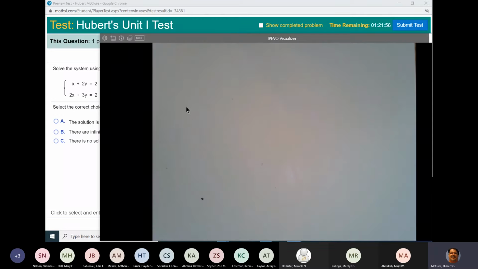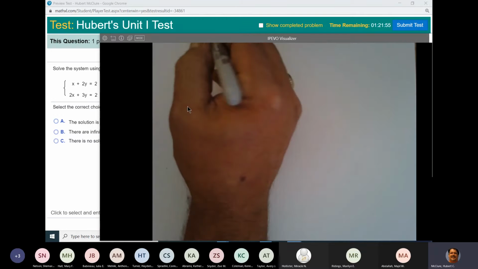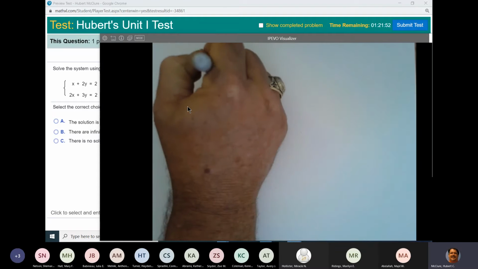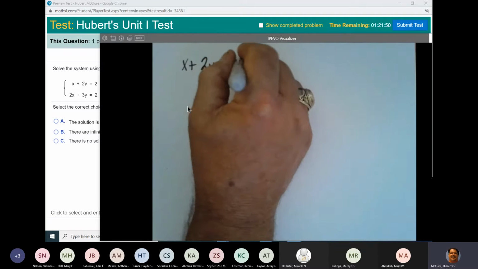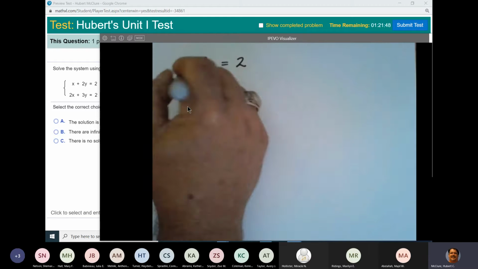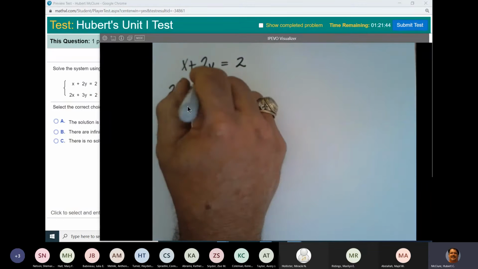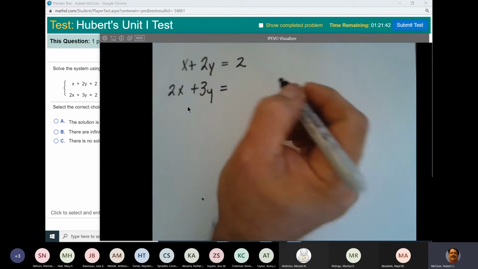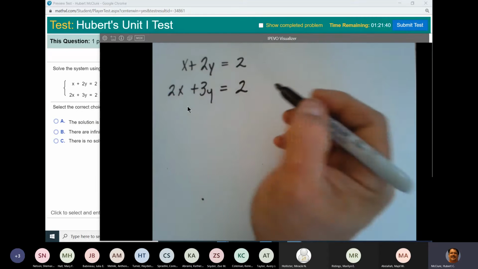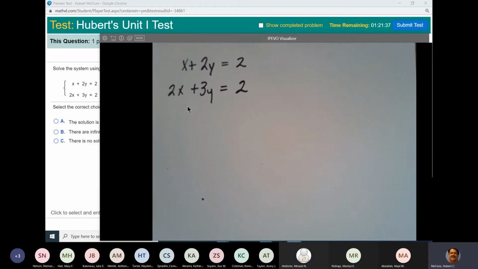All right, so x plus 2y is equal to 2, and 2x plus 3y is equal to 2. Now, first of all, I want y'all to answer a question. Do I have to get rid of a certain variable, or can I just take my pick?